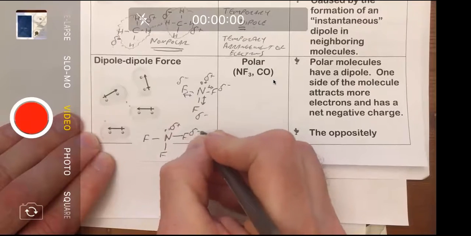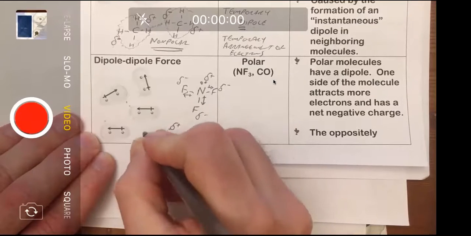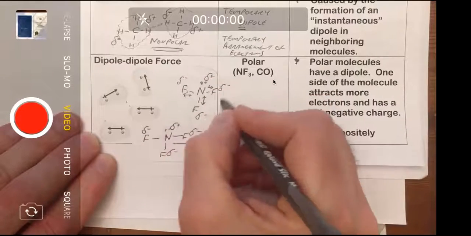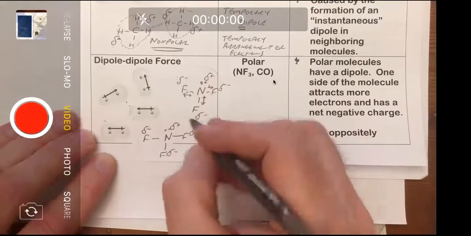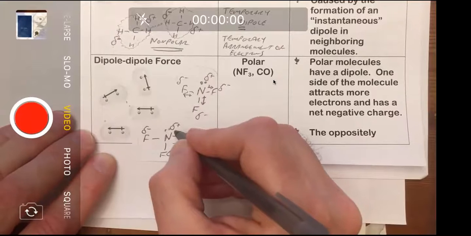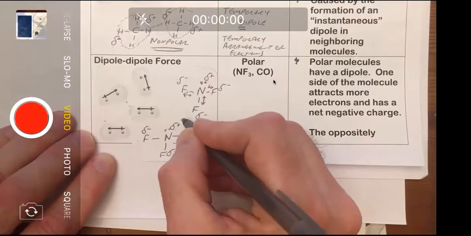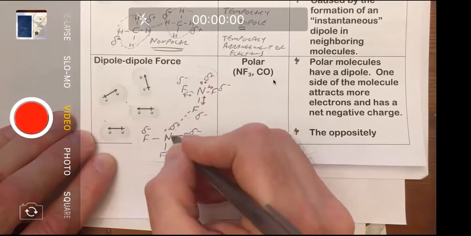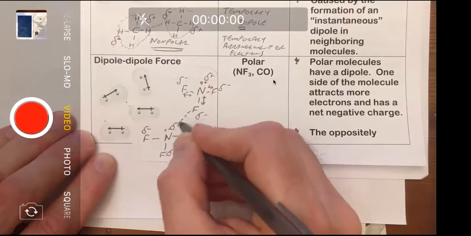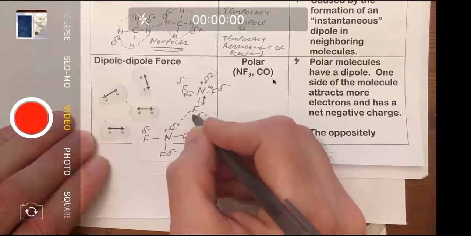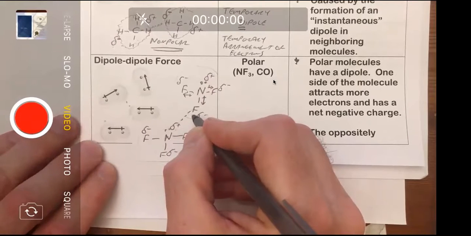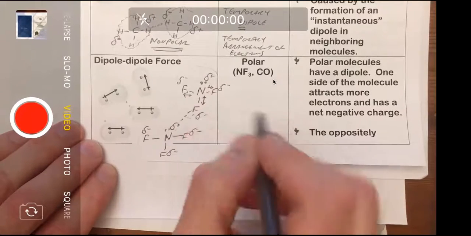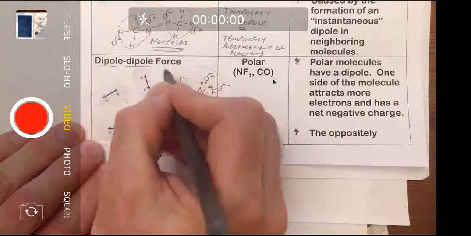This fluorine is way negative because it's good at attracting electrons. So if I look at this molecule and I look at this molecule, the positive nitrogen is going to be pretty nicely attracted. That's why I'm drawing it with a dashed line, right? It's not a bond, it is an attraction, right? The nitrogen is going to be moderately attracted to the fluorine, okay? And this is what we call a dipole-dipole force.